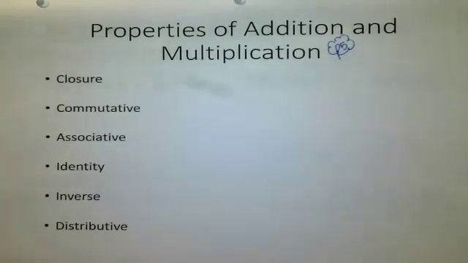All right, so these are traditional properties of addition and multiplication. These are the properties that we use to help us solve equations, and so it's kind of important that we know them. The first one is the closure property. Closure property is kind of weird. If I write it, you write it.